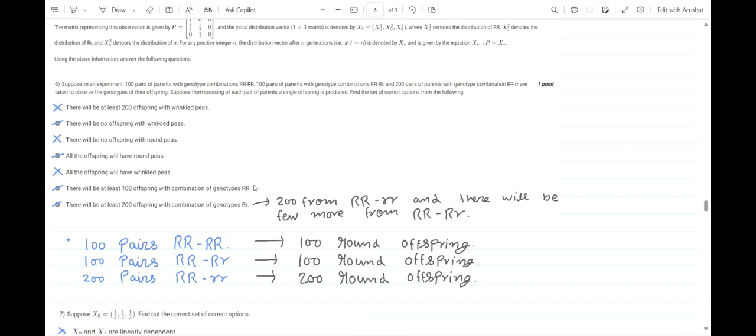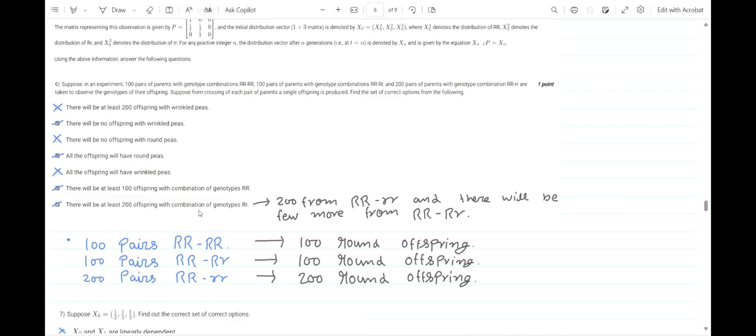The next option says that there will be at least 100 offspring with the combination of genotype capital R. So yes, from the first genotype combination, at least 100 offspring are going to be produced in the genotype combination of capital R. And the last option says that there will be at least 200 offspring with the combination of genotype capital R small r. So yes, this option is also true because at least 200 offspring are coming from that third genotype combination capital R and small r, and a few more offspring will come from the capital R and small r combination from the second genotype combination. So this option is also correct.